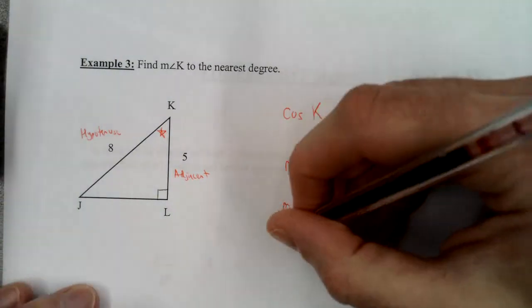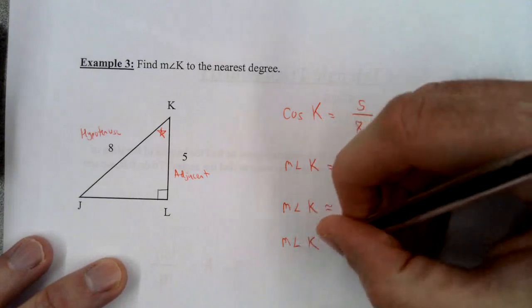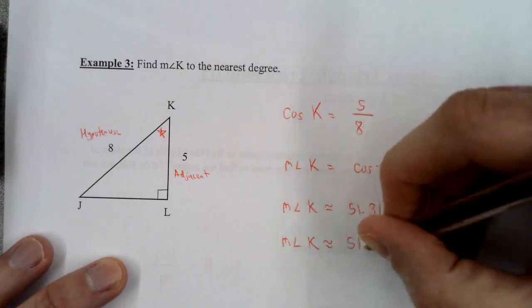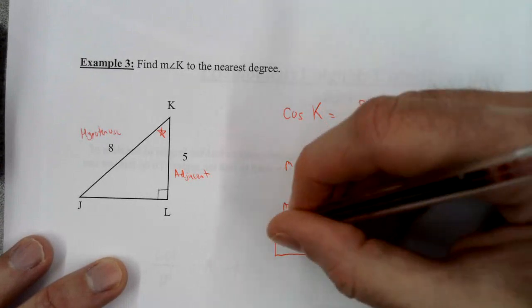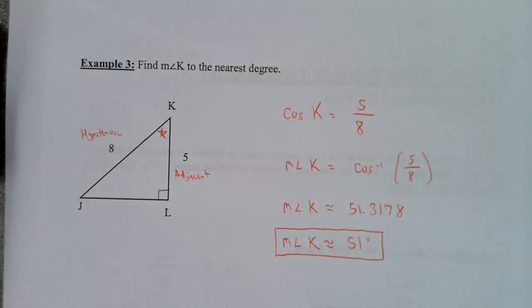I'm not always going to say nearest degree. I could say nearest tenth. Could say nearest hundredth if I wanted. But these all happen to say nearest degree. Okay.